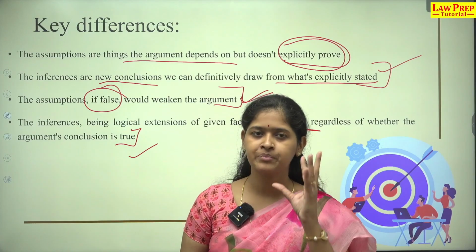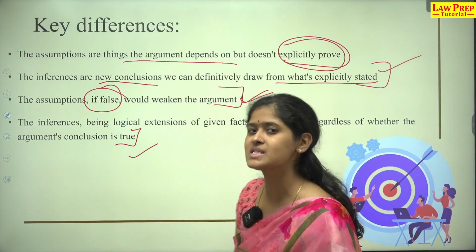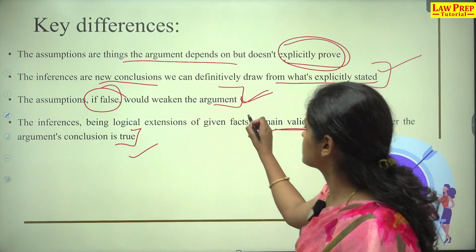From the passage, you find a line and understand it, and then it will have known plus unknown elements both. Logical extensions of given facts.